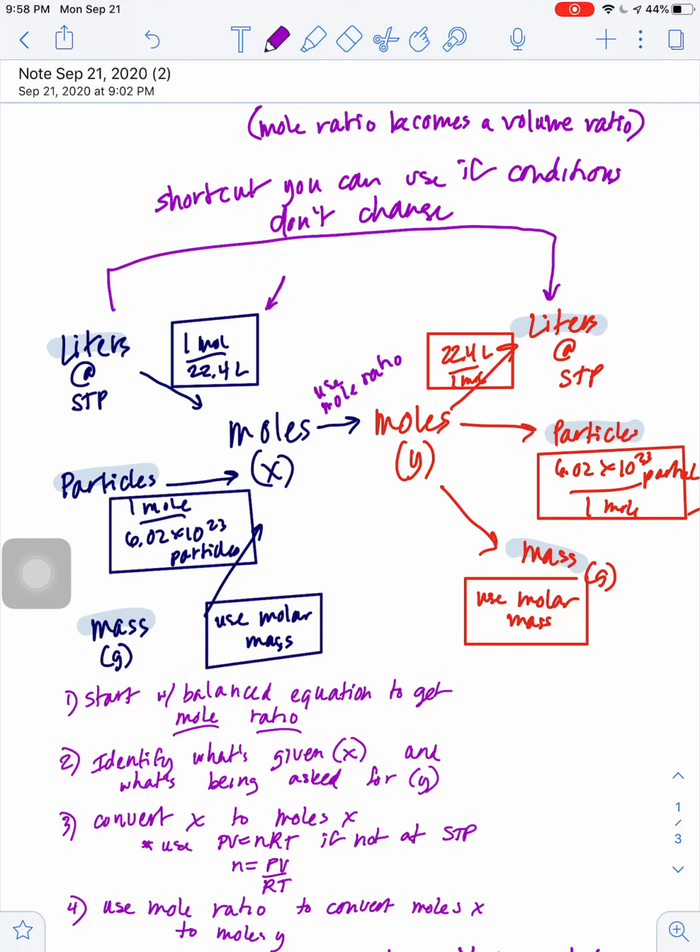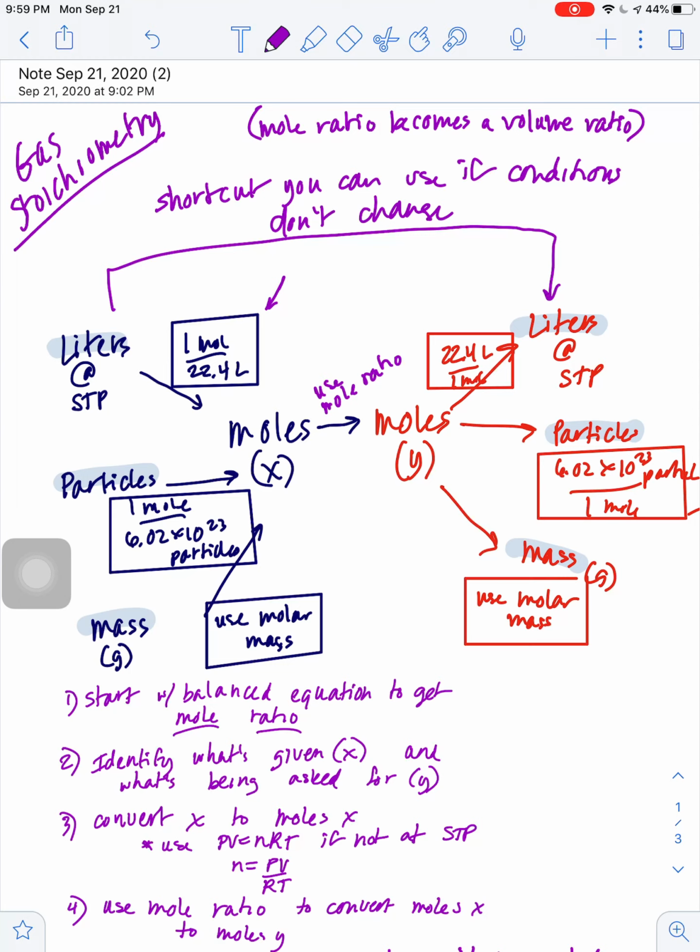Hello, it's time for a lesson on gas stoichiometry. Don't worry, it's not really much different from any other stoichiometry that you have learned in the past. There's just a few extra little things I have to tell you about. So, this looks a little bit confusing right now, but it's really not.